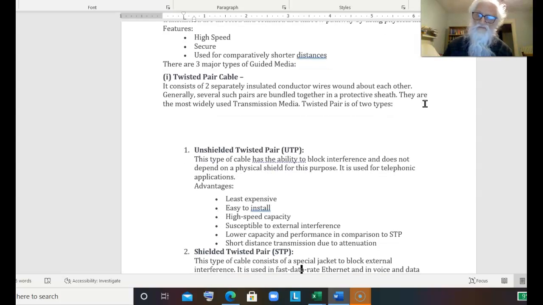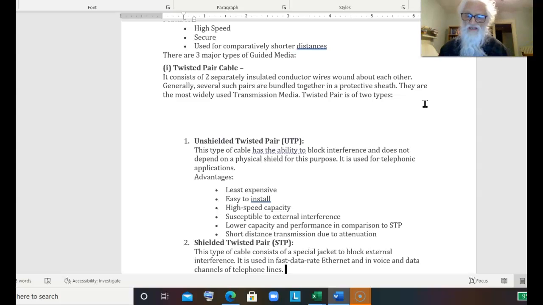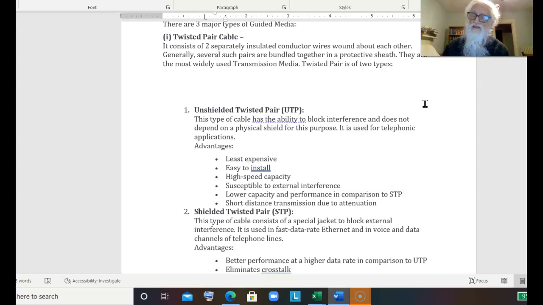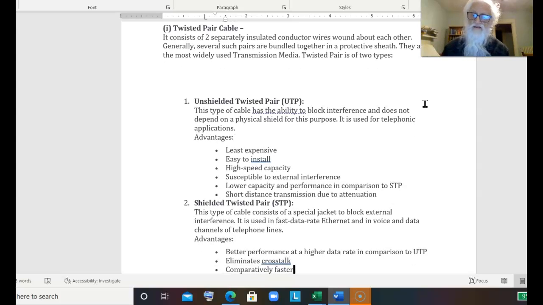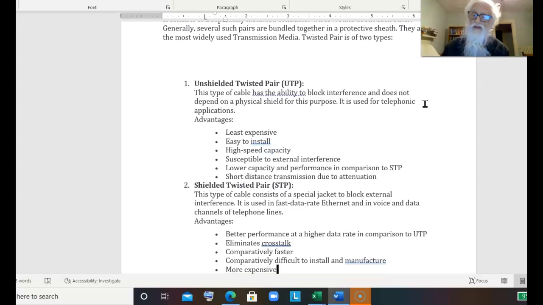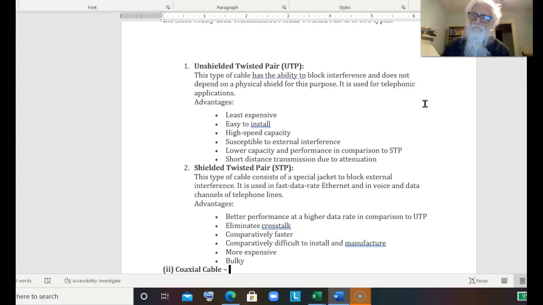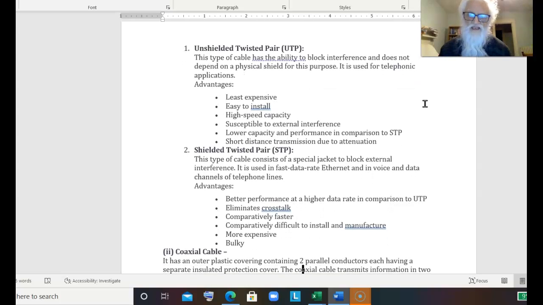The shielded twisted pair is inside something. It has something that protects it. That's used in the data rate Ethernets and in voice and data channels, the telephone lines. Now, the advantages: better performance. It does a better job on crosstalk. It's faster. But it costs more. And that's the problem. But neither of those are really what we would love to have. Well, I guess, pardon me.